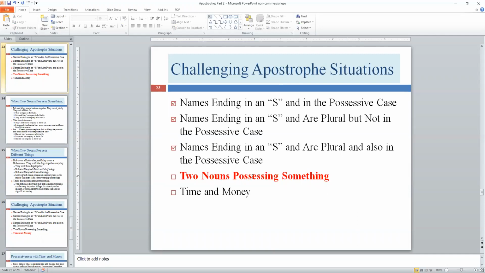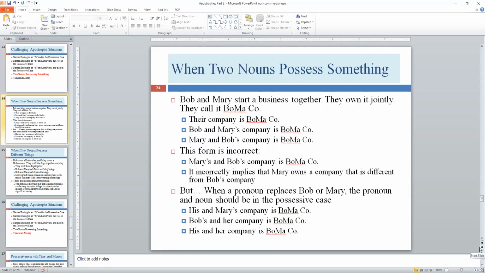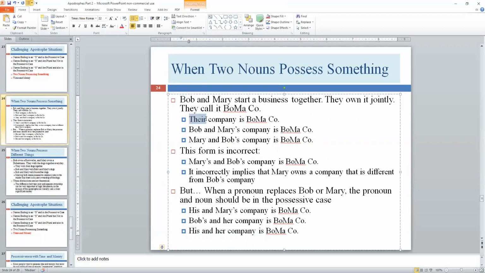Now we're going to talk about when two nouns possess something together. Okay, here we have an example. Bob and Mary start a business together. They own it jointly. They call it the Bo-Ma business. So their company, and you see here we're saying their, which is the possessive form of Bob and Mary, right? Their company is Bo-Ma company.